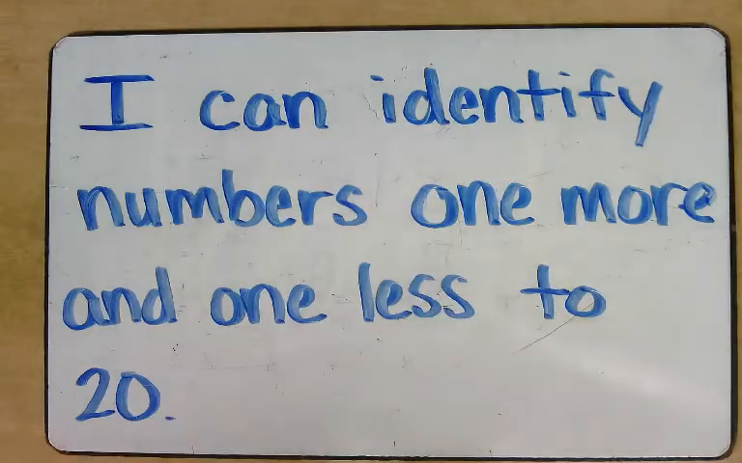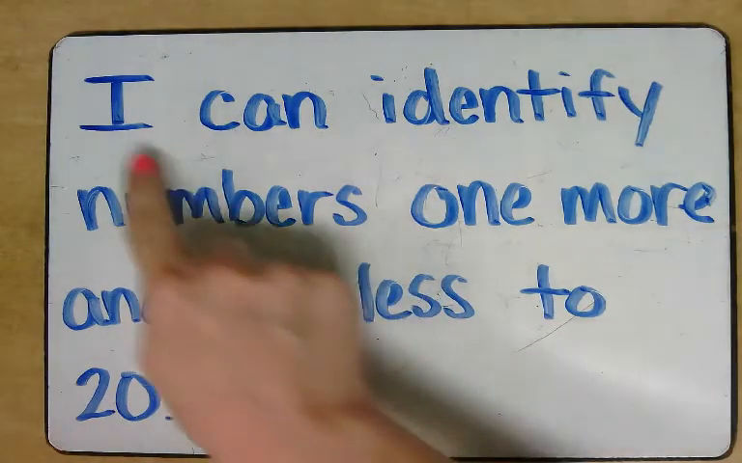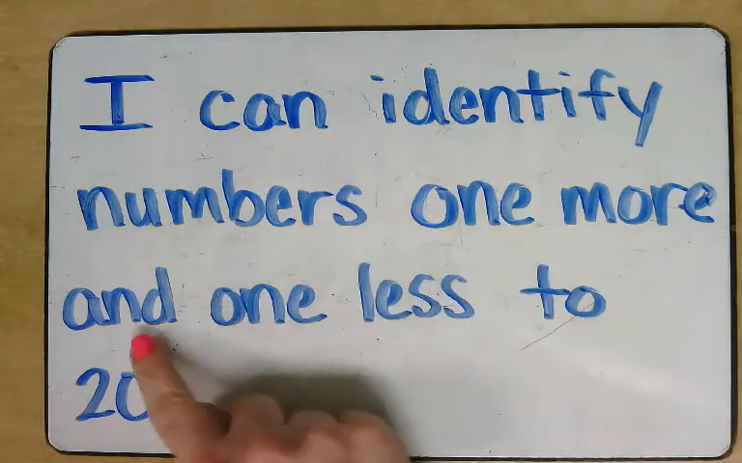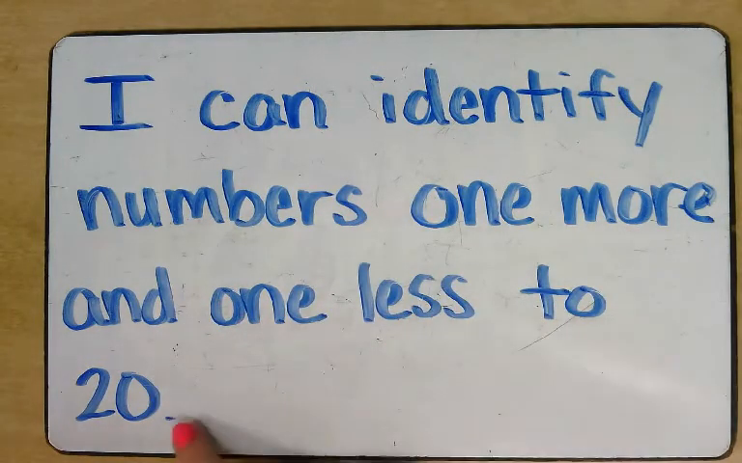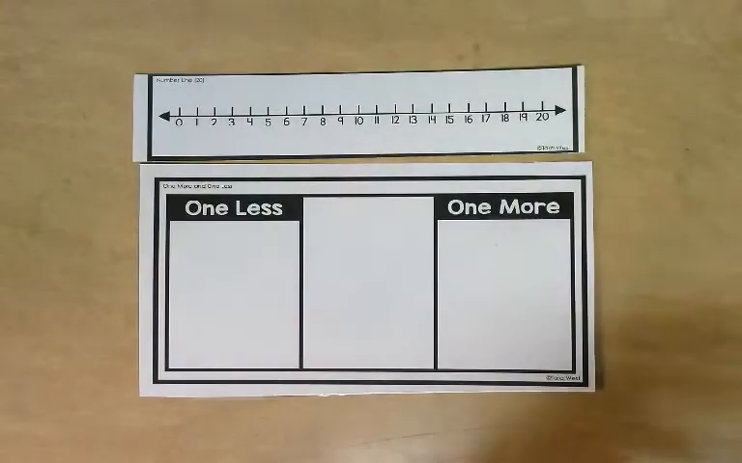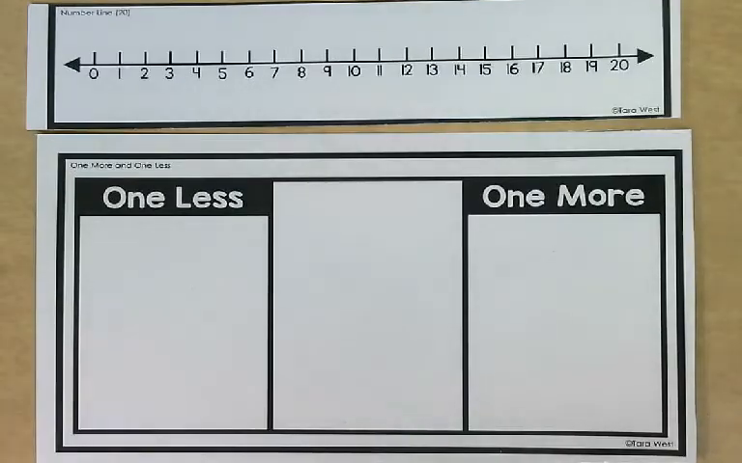Hi class, the learning objective for this lesson today is I can identify numbers 1 more and 1 less to 20. Last week we talked about this briefly and we reviewed what it means to do numbers 1 more and 1 less. So you're going to do this activity with me today, and you do need some supplies.